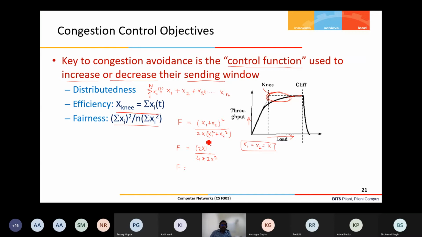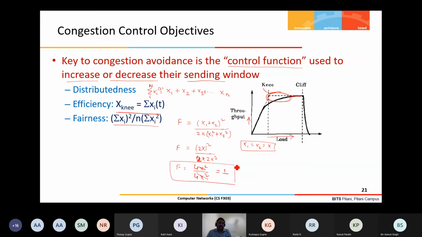So what we did actually, n into x1 square plus x2 square. So x square plus x square is 2x square. Okay, sorry, it is 2 into 2. This is not 4, this is 2, right? So it is 4x square upon 4x square. So basically it is 1, right? So my fairness index is 1.